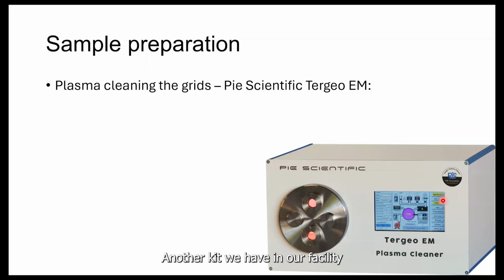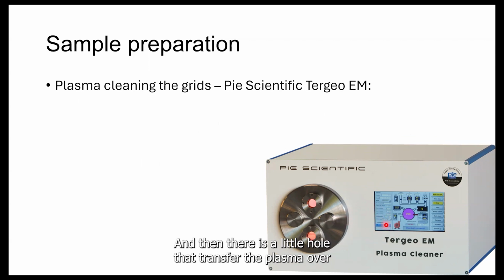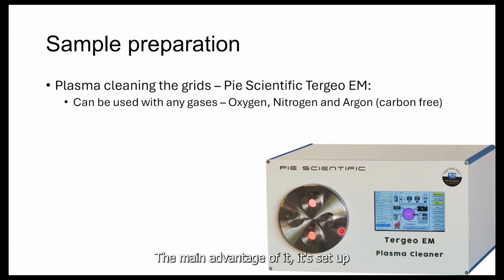Another kit we have in our facility is the amazingly named Pie Scientific Tergeo EM. This is a plasma cleaner, and it's not a glow discharger. So what does it mean? There is a chamber that you cannot see that creates the plasma, and then there is a little hole that transfers the plasma over your grids, which sit on a little table, and it glow discharges and cleans them very gently. The main advantage is that it's set up to use different gases.